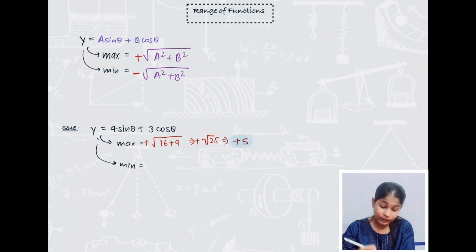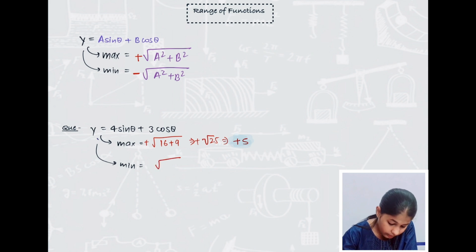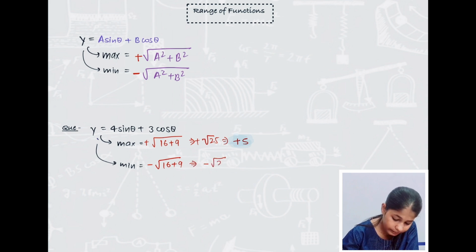Now let's take out the minimum range. Our formula will be the same, but the sign will be negative. What you will get is minus square root of 25, that is minus 5.